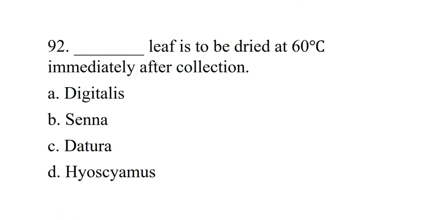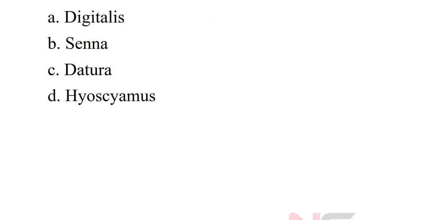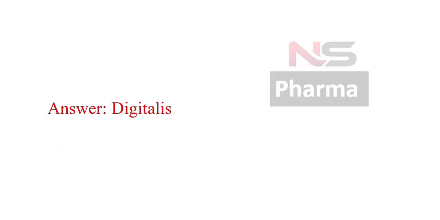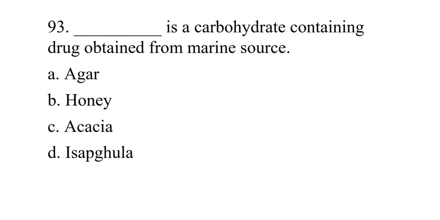Question number 92. Dash leaf is to be dried at 60 degrees Celsius immediately after collection. Option A, digitalis. Option B, senna. Option C, datura. Option D, hyoscyamus. Answer, digitalis. Question number 93. Dash is a carbohydrate containing drug obtained from marine source. Option A, agar. Option B, honey. Option C, acacia. Option D, isabgula.